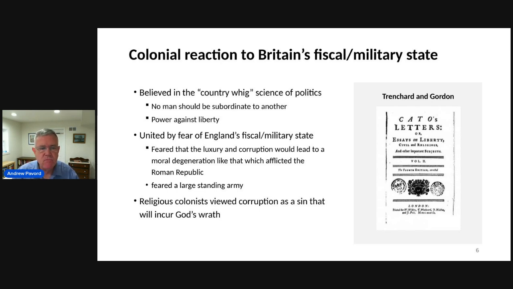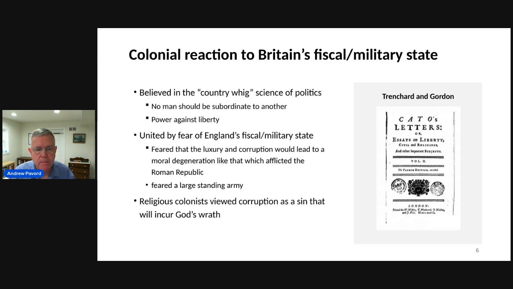But the Americans rejected this idea. They accepted this theory of equality, the idea that no man should be subordinate to another, because subordination threatened liberty, because liberty could only be something that's shared among equals. And they also believed that power had to be controlled, that power went against liberty. So power needed to be dispersed, not centralized in the corrupt administration of the Prime Minister of England, Walpole. So the Americans were united by a fear of England's fiscal military state.